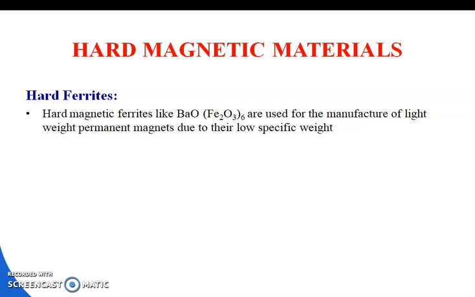You have to remember the chemical formula of the hard ferrites. Hard magnetic ferrites like BaO·6Fe2O3 are used for the manufacture of lightweight permanent magnets, which are used in our DC generator. The permanent magnet is most often made up of alnico due to its low specific weight.